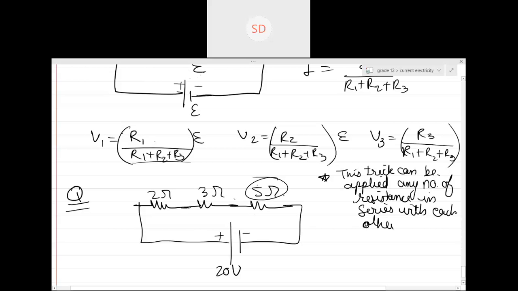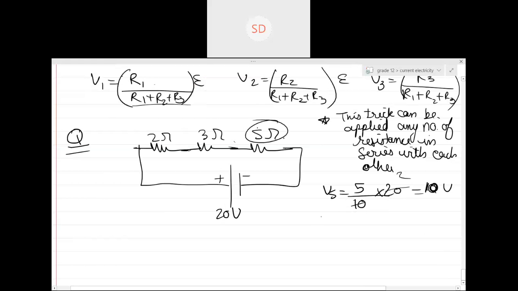So how will you do it? What will be the potential difference across 5 ohm? It will be 5 divided by 10 multiplied by 20, which is 10. What is the potential difference across 3 ohm? 3 divided by 10 multiplied by 20, 6 volt. Potential difference across 2 ohm will be 2 divided by 10 into 20.